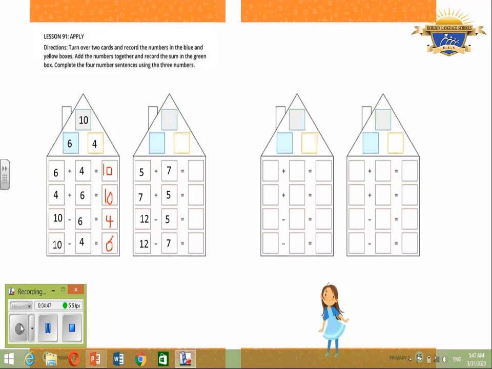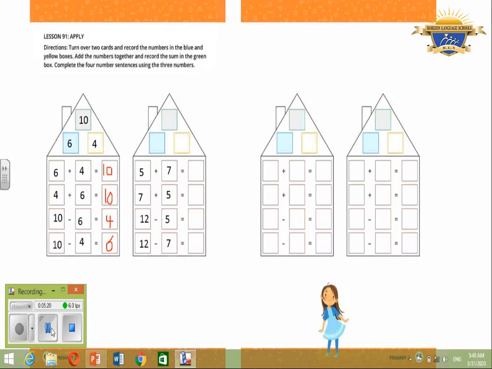So that helps us to notice that addition and subtraction are related to each other. They are the inverse or opposite of each other. These three numbers are a part of a family, and mathematicians call them fact families. Repeat that with me, please. Fact families.